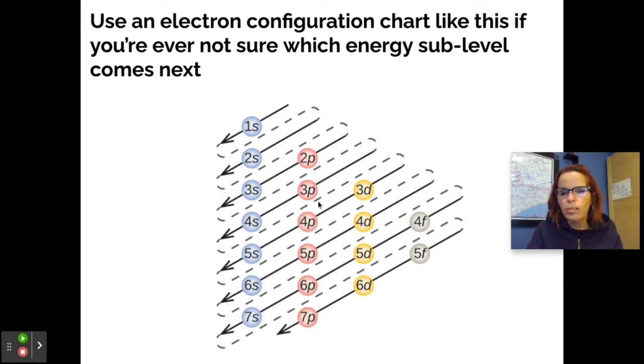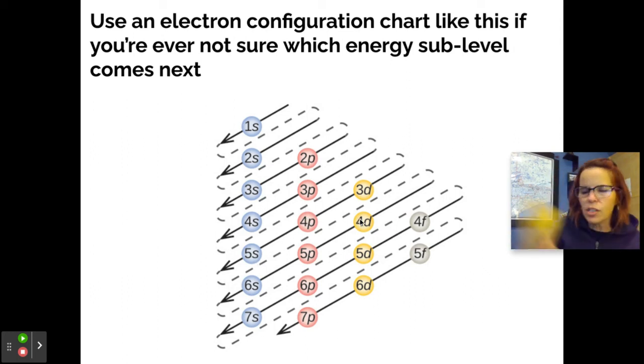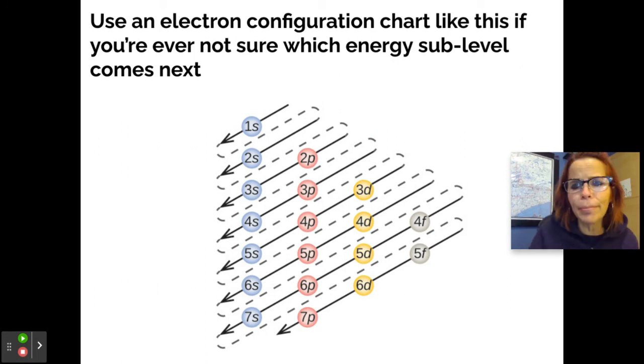But this is where it gets confusing. We just were on 4s, and when we go back, it seems like we're going backwards. 3d. We were on 4s, and now we went backwards to 3d, and now 4p, and now 5s, and then we go backwards to 4d. Just nod your heads and be like, oh, okay, I don't understand that at all, but okay.